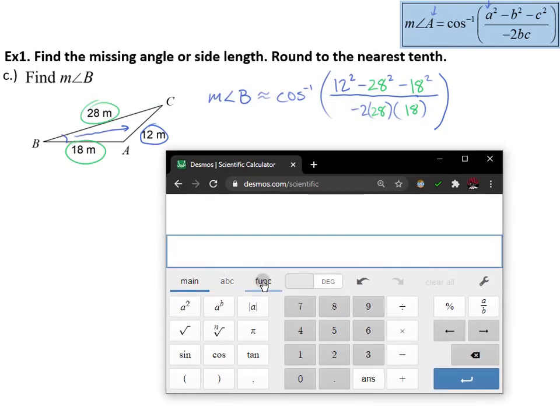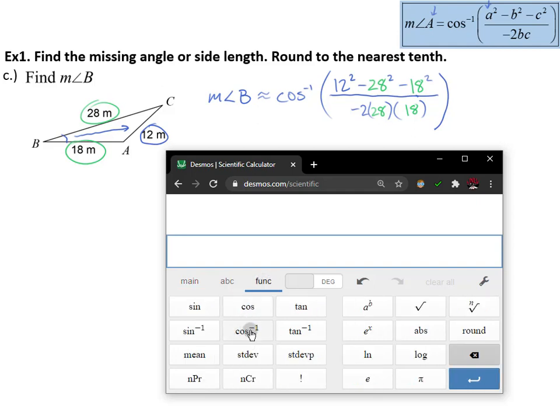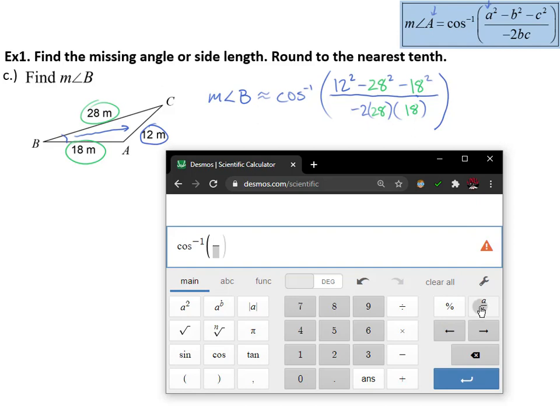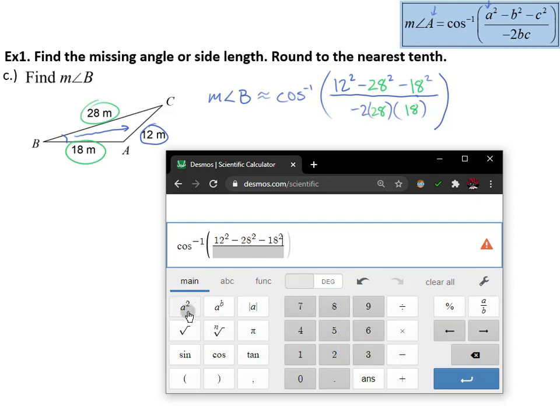So we're going to start, we need to go to the function tab to find inverse cosine. Then we need a fraction. So if we go back to main, this is the fraction tool, or you can just hit divide. And then we want 12 squared minus 28 squared minus 18 squared. Press down to get into the bottom. We need -2 times, and you can just press times here, you don't have to use parentheses, 28 times 18.